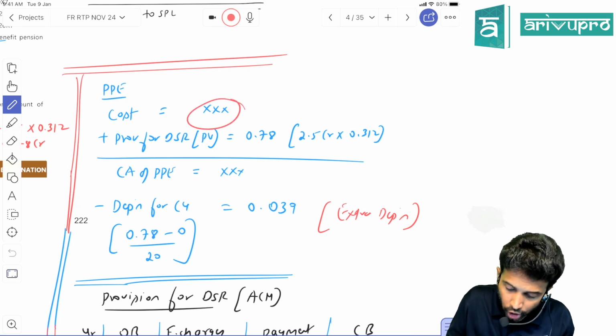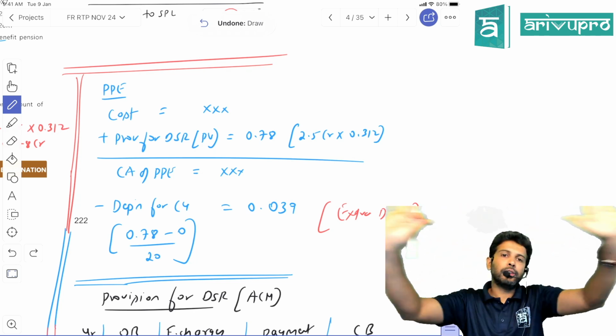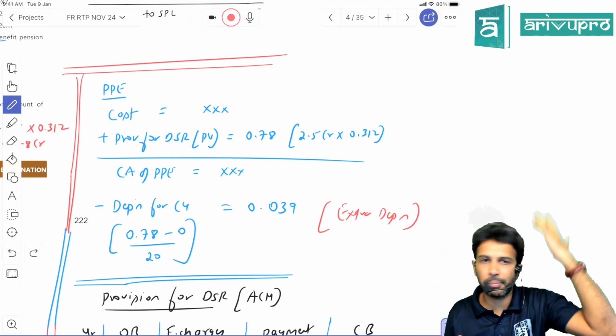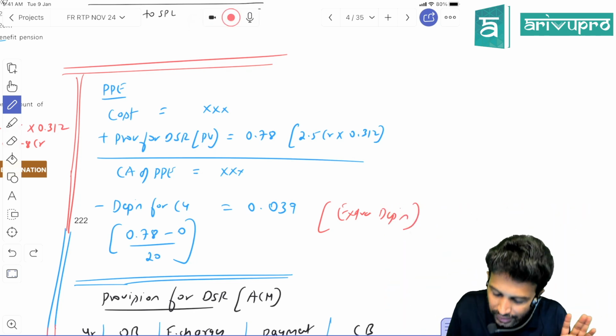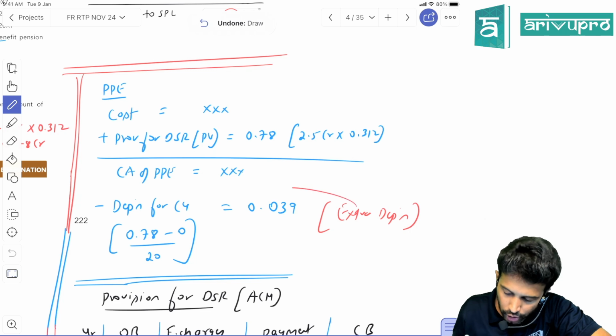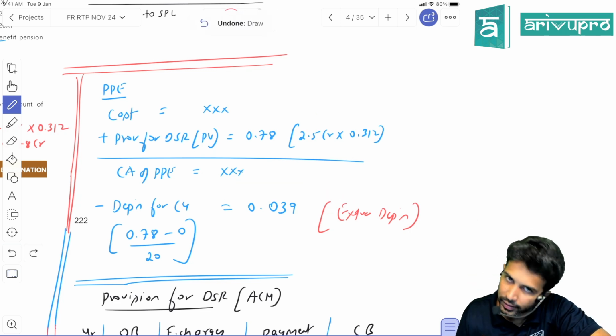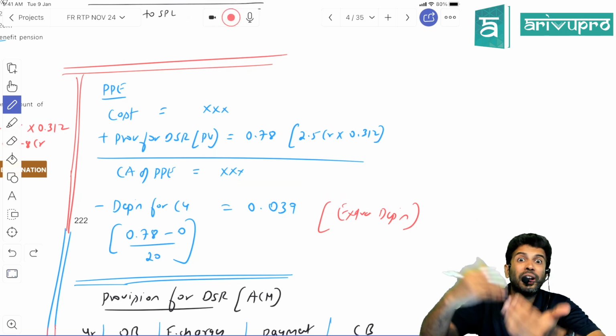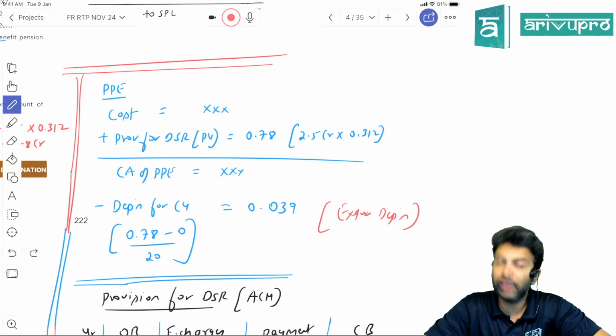So if they had given the cost of PP, I would have taken that and calculated full depreciation. Since cost of PP ka data is missing, I can only calculate due to this provision for DSR how much extra depreciation you're going to get, which is 0.039. Done? That's all? No. You'll have to do unwinding of interest here. That means ACM table? Very much yes.